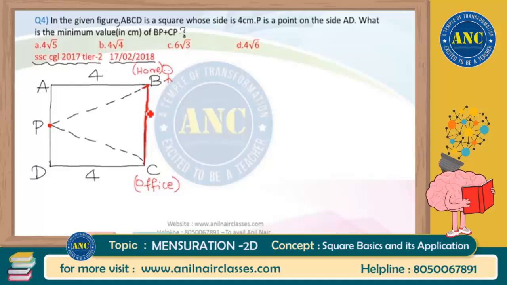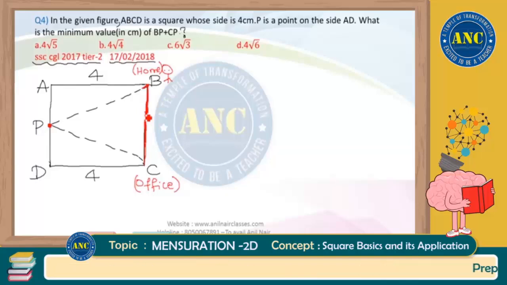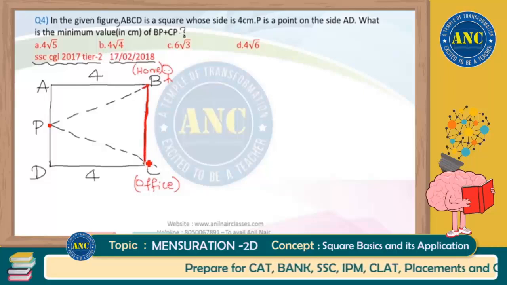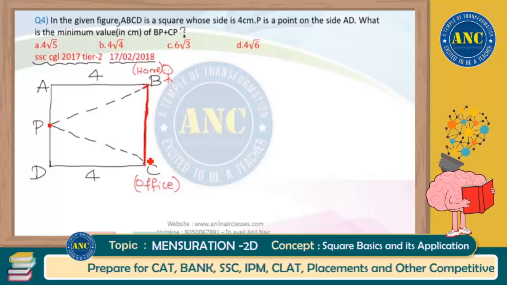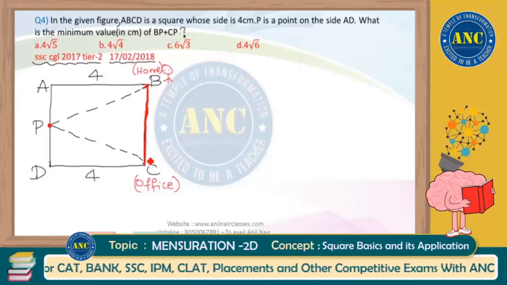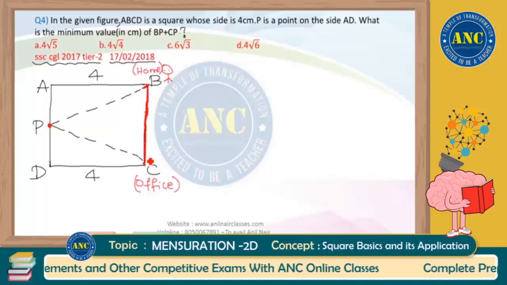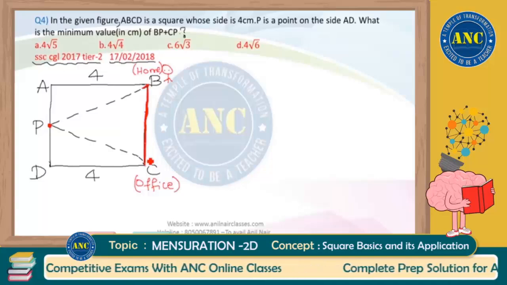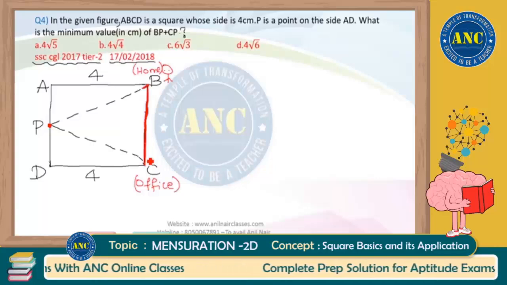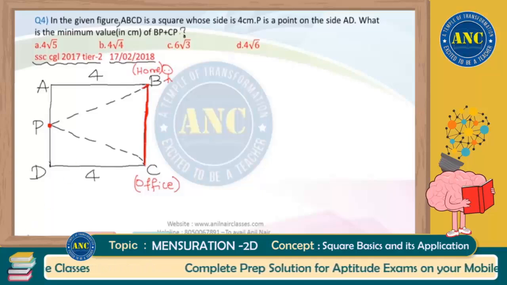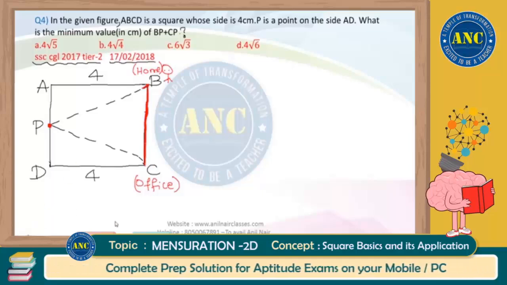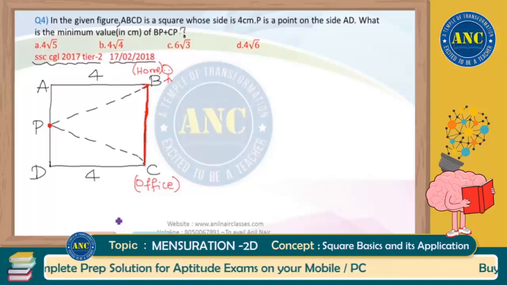But the question asks, what is the minimum value of BP plus CP? That means there is no provision for you to directly come from B to C, because they are constructing a road and the road is not constructed as of now. I want to go from B to P and then from P to C. What is the minimum distance is the question. Now see here, sir. This is where our logic or common sense comes into the picture.